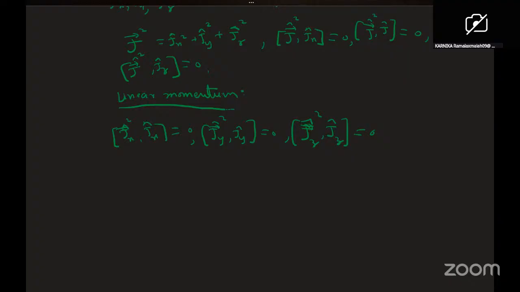So for both angular momentum and linear momentum, they simplify the equation here. Jx square comma jy is equal to jx comma jy. Okay, so you simplify this, and finally you get the simplified equation.